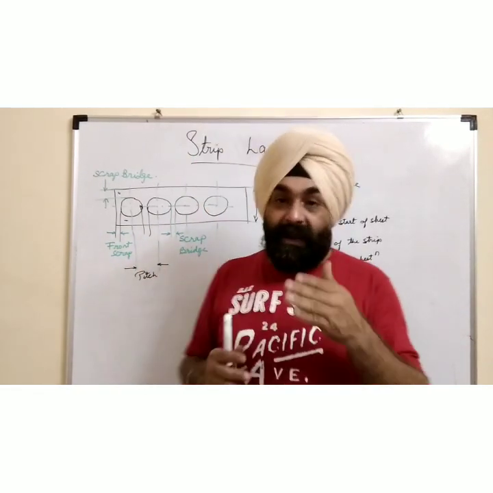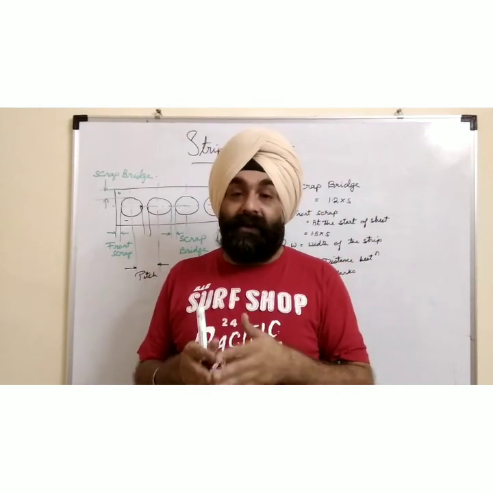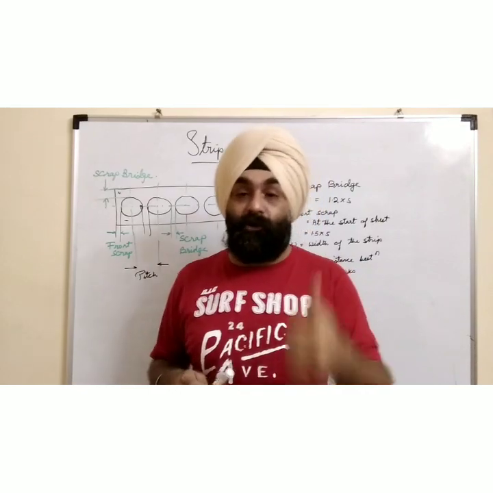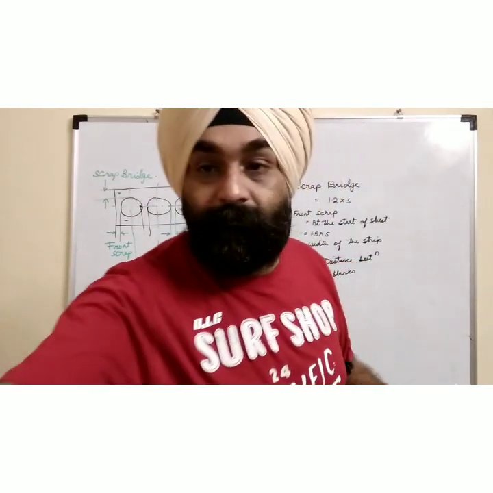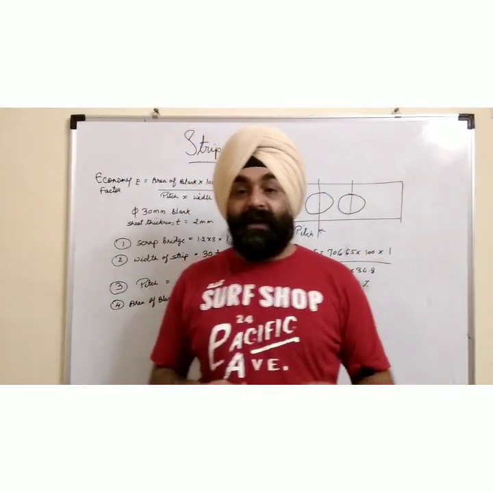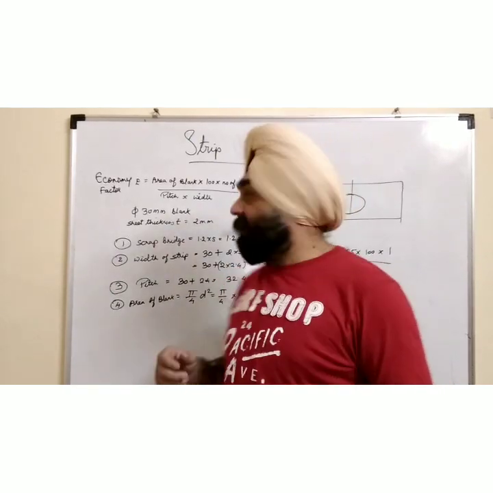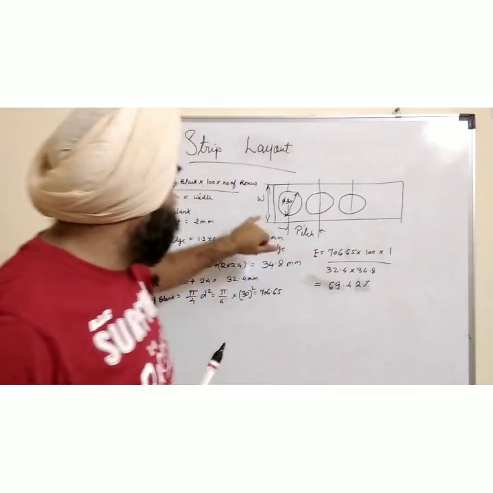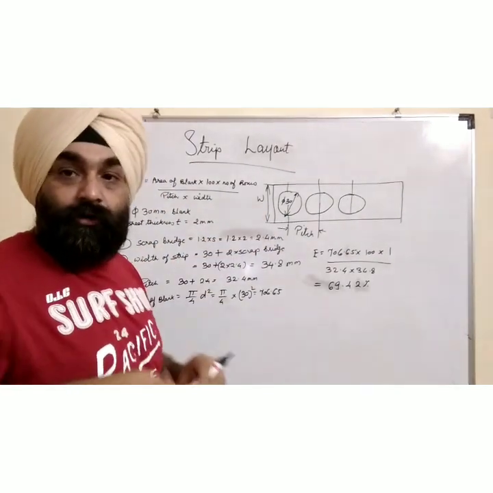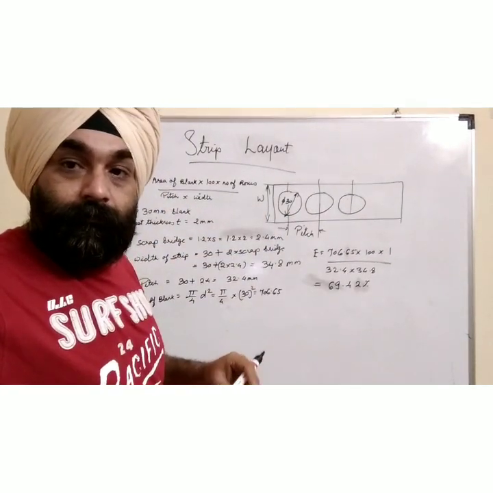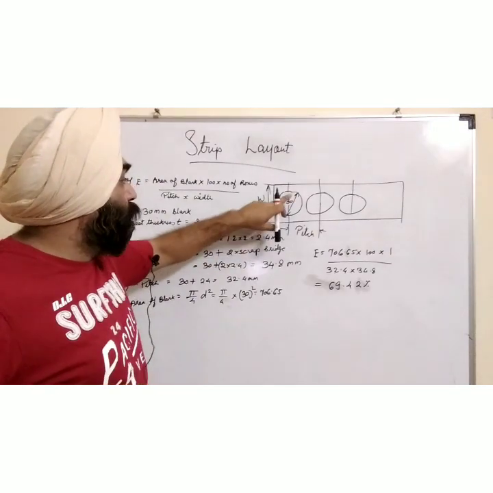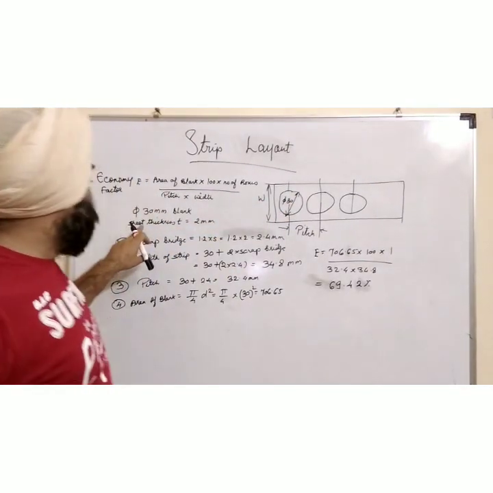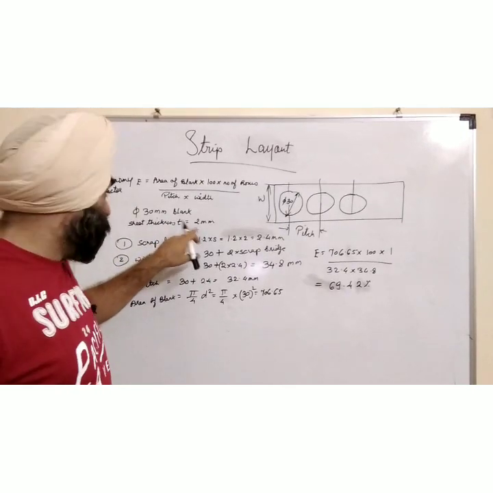So now let's go ahead and take one case study so that you will be able to calculate the economy factor of the same. So friends, let's now study a case study to find the economy factor of a sheet where we need to blank a diameter of 30 mm and the sheet thickness is 2 mm.